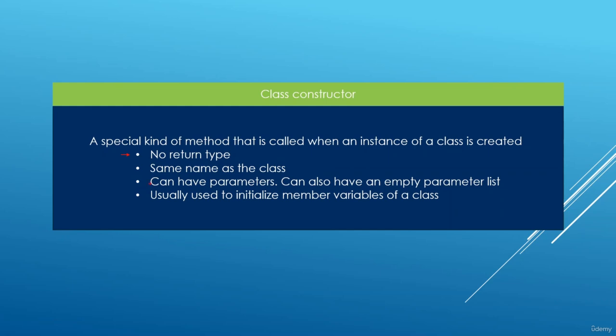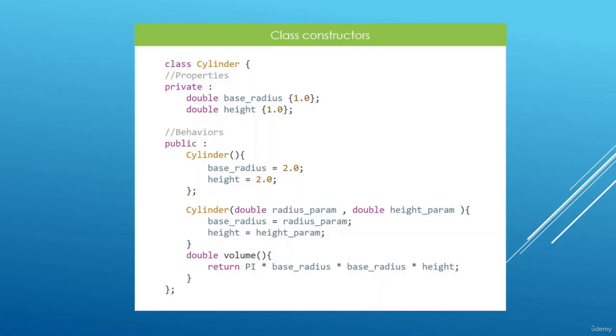They have the same name as the class. So for example, for our class in the last lecture that was called Cylinder, the constructors are also going to have the same name as the class. They are going to be called Cylinder too. Constructors can have parameters, but if it makes sense for whatever you are trying to do, you can also leave the parameters out. Constructors are usually used to initialize the member variables and put them in a state where you want them in your C++ application. Let's look at how you can declare constructors for your classes.